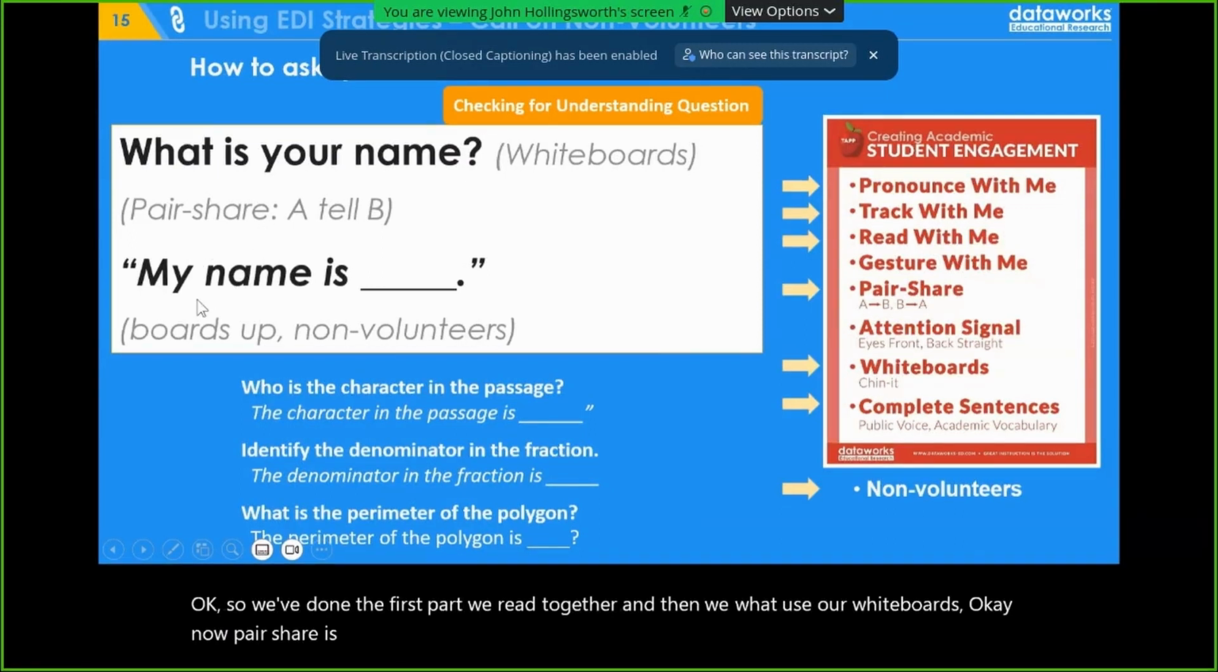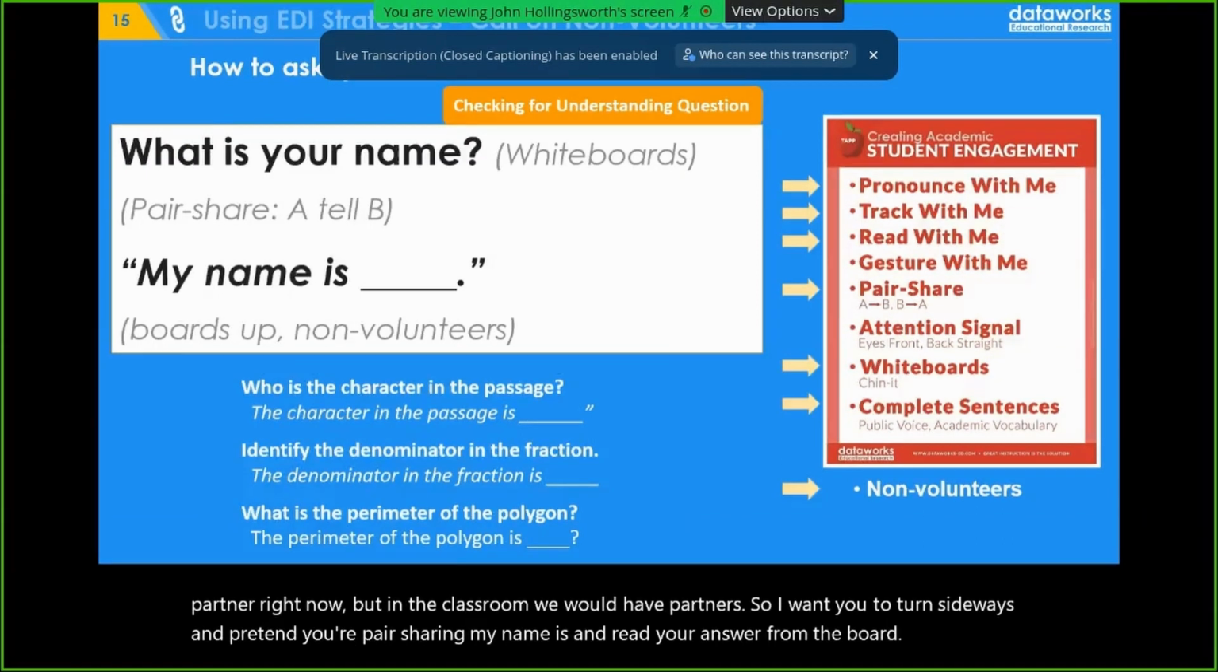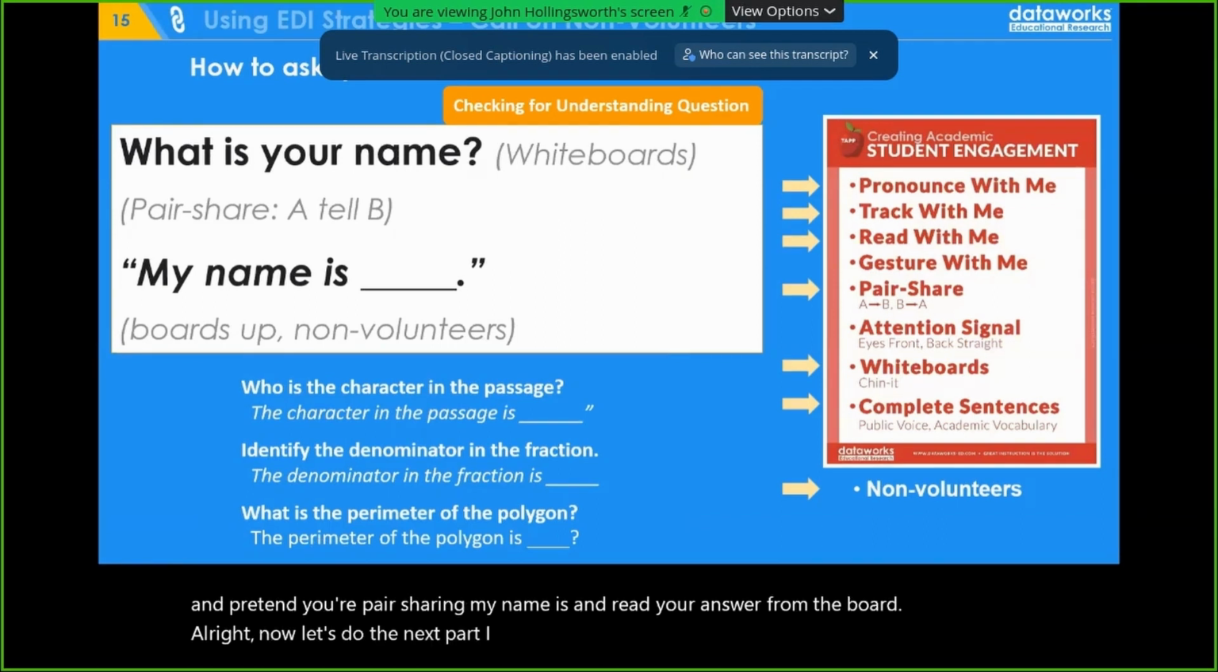Okay, now, pair share is one of our strategies. So when you pair share, we're going to answer in a complete sentence, my name is blank. Okay, so everyone, I know you don't have a partner right now, but in the classroom we would have partners. So I want you to turn sideways and pretend you're pair sharing. My name is, and read your answer from the board.